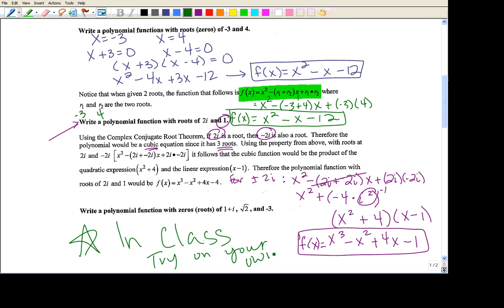Just to give you a hint at your final answer, we have 1 plus i, that means we should also have 1 minus i. If we have a square root of 2, we also have a negative square root of 2, and then we have a negative 3. So this tells us we have 1, 2, 3, 4, 5 solutions, so your polynomial should be quintic. So write out all your roots and multiply them together and tell me what you get whenever we see you in class. But we have a couple of other things we need to look at before you go.